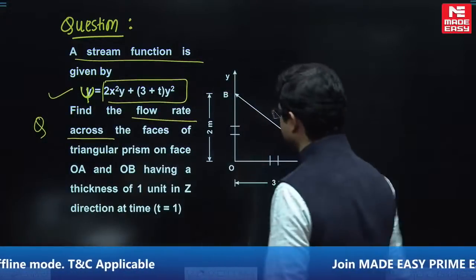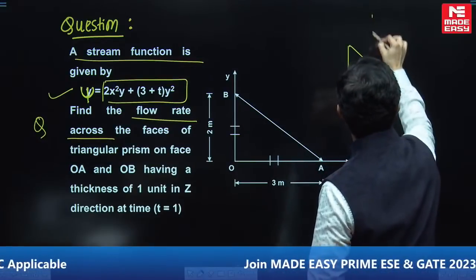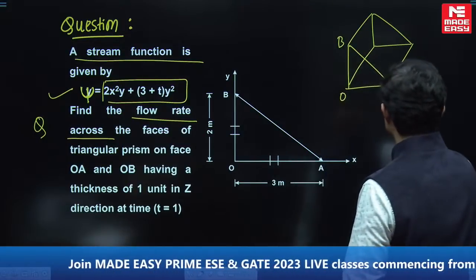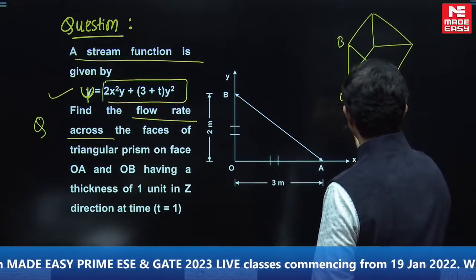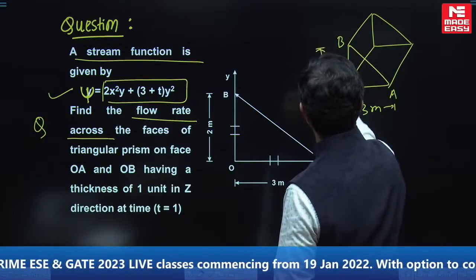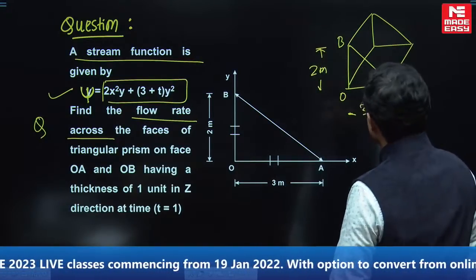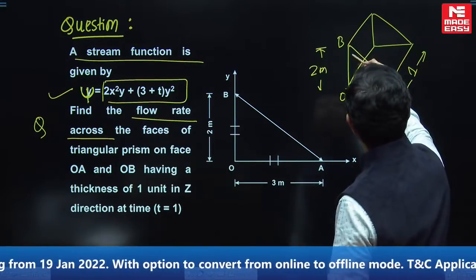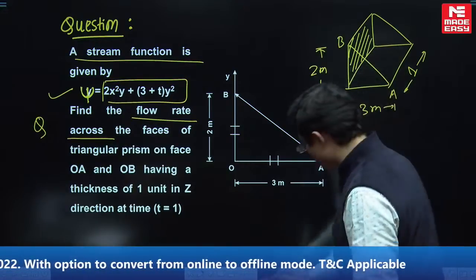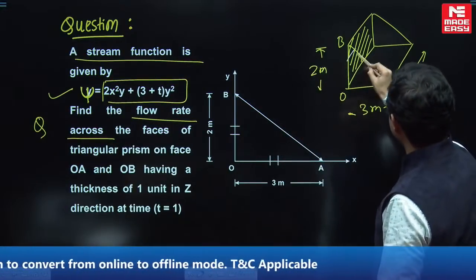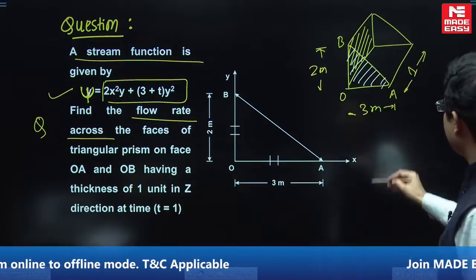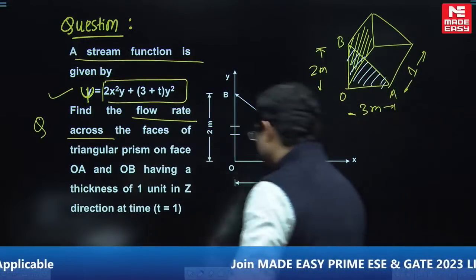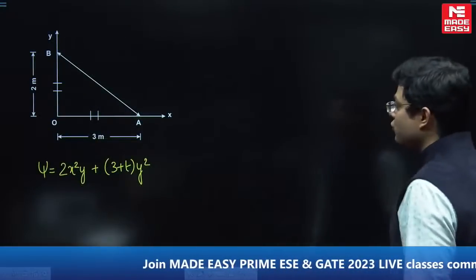So this is the triangular prism, something like this, getting my point? So this is OB face of the prism, this is OA face of the prism, this is given as 3 meter and this is given as 2 meter. थोड़ा different question है, please board पे देखो, बहुत ही प्यारा question है। The depth of the prism is 1 per unit depth. When we talk about OB, we will talk about this, and when we talk about OA, we will talk about this. So you need to find out the discharge through OB and OA, wonderful. And you need to find out at t is equal to 1. Now how to solve these kind of problems?